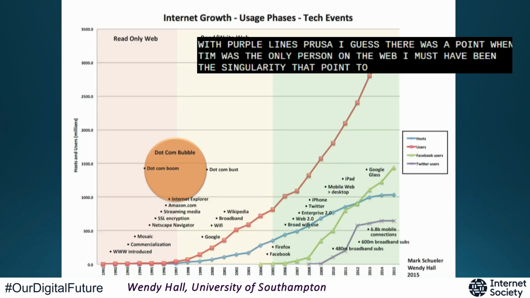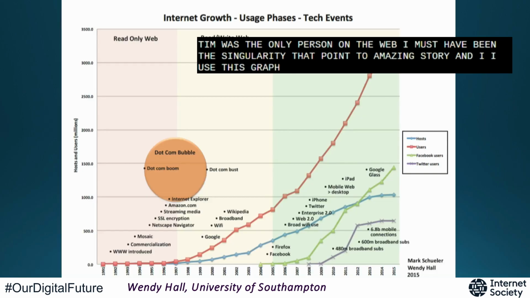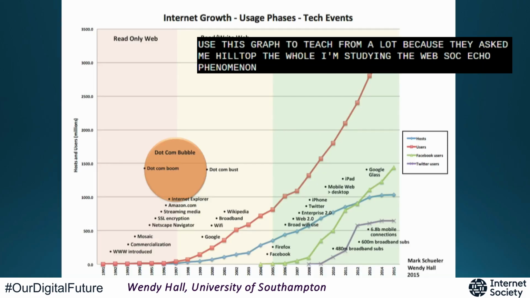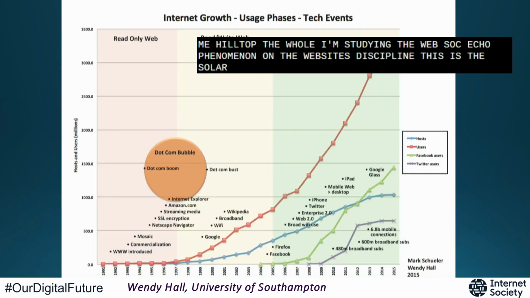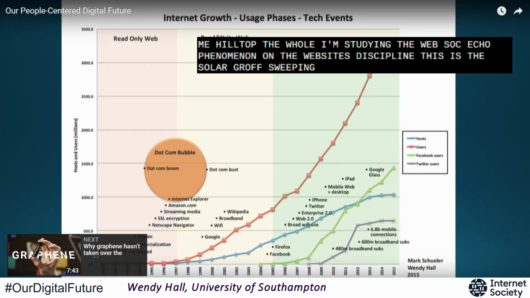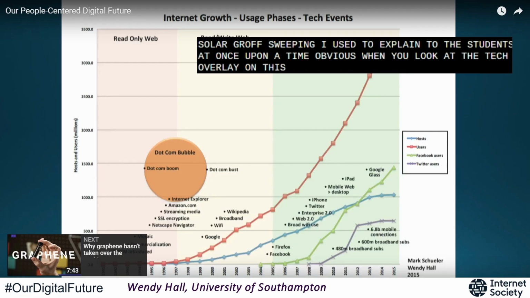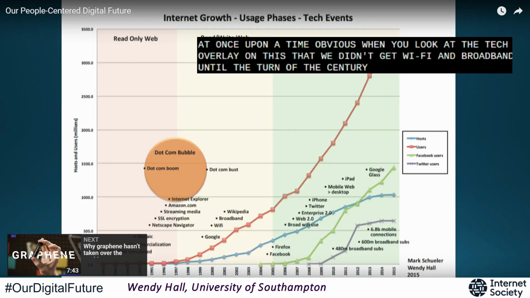This is an amazing story, and I use this graph to teach from a lot. Because as we built up the whole idea of studying the web as a socio-technical phenomenon, and the web science discipline, this is the sort of graph I use to explain to the students how once upon a time there was no web. We had a dot-com boom and bust, and it's obvious when you look at the tech overlay on this that we didn't get Wi-Fi and broadband until the turn of the century, 2000.